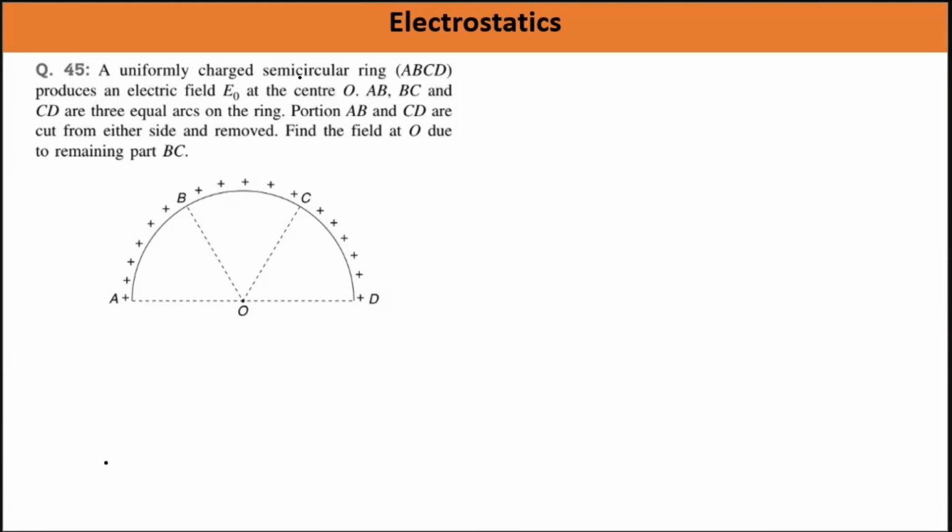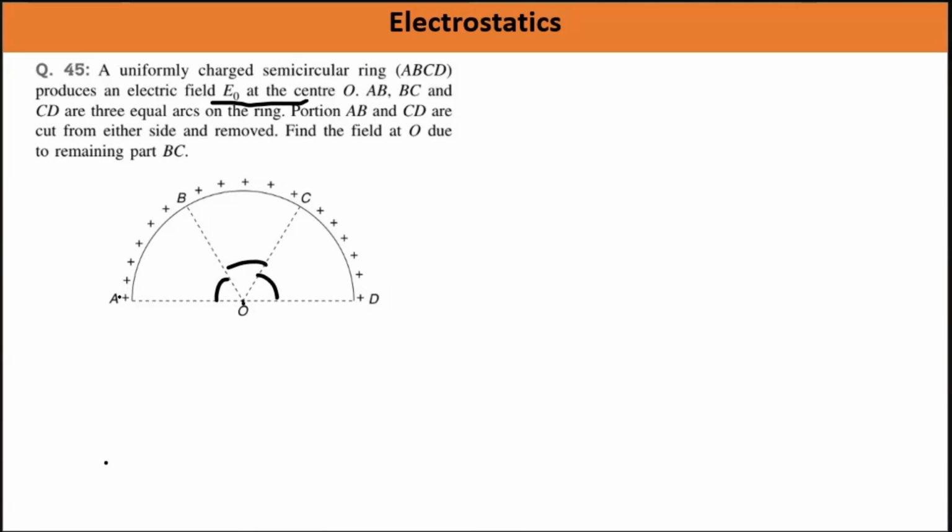A uniformly charged semicircular ring produces an electric field E naught at the center O. AB, BC, and CD are three equal arcs on the ring. Portions AB and CD are cut from either side and removed. So what we are doing, we are cutting it into three equal parts, so equal parts means 60 and this also 60. Then we are removing AB and CD. Only BC is left. So we have to calculate the electric field at point O because of part BC.